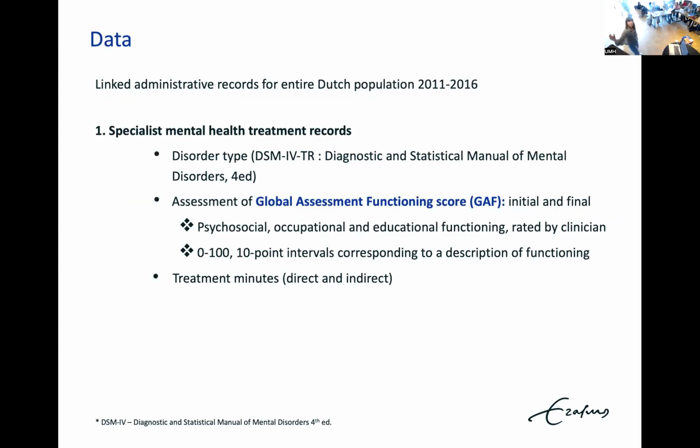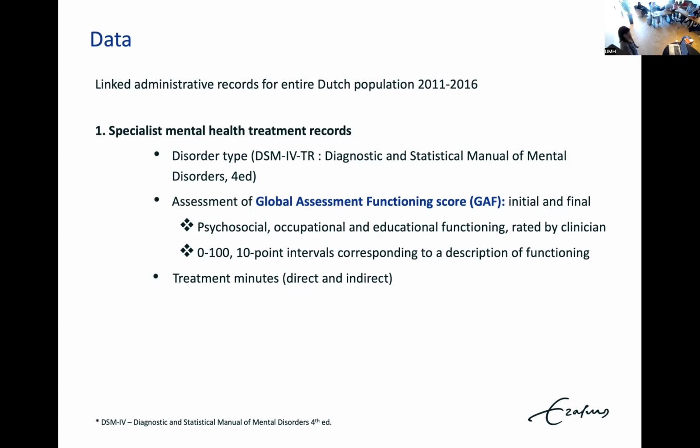So yeah, our data has these linked administrative records, but importantly, which I didn't say yet, we are looking at 2011 to 2016 just for data availability issues. I can go into that later if you are interested. Most importantly, we have the specialist mental health treatment records, the DBCs. What we will get from there, we could get more, but for the purpose of this study, is disorder type coded according to DSM-IV, and the Global Assessment of Functioning score, GAF, which is basically the fifth axis of the diagnosis classification. They have to collect initial and final, and in theory also throughout the treatment, but what we see in our data is that it's properly collected only for the initial and the final one.